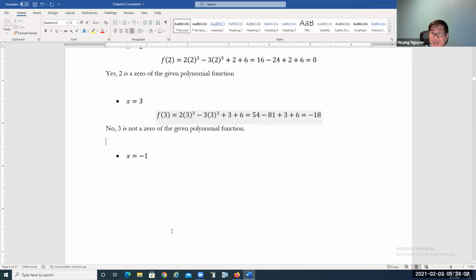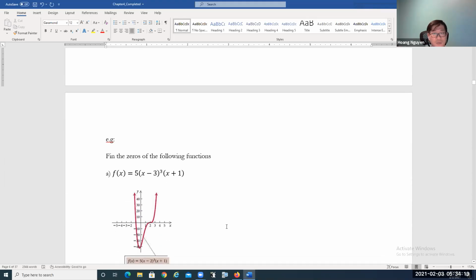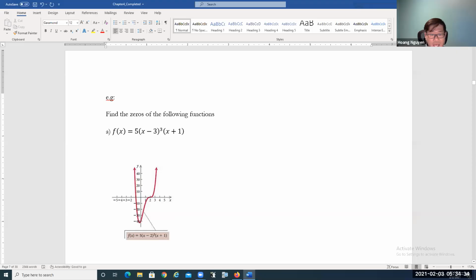The next topic that we have in this section 4.1. Let's see what it is. We're still talking about the zeros over here, but now it might be something new, different from what we did earlier. Find the zeros of the following function. Once again, this question is asking you to find the zeros of the given polynomial function.